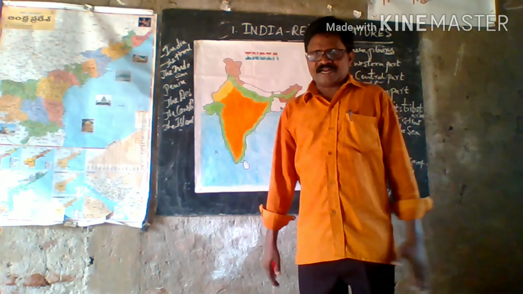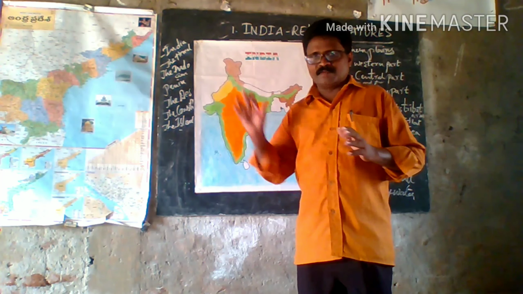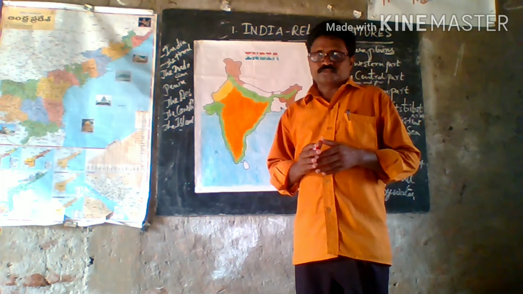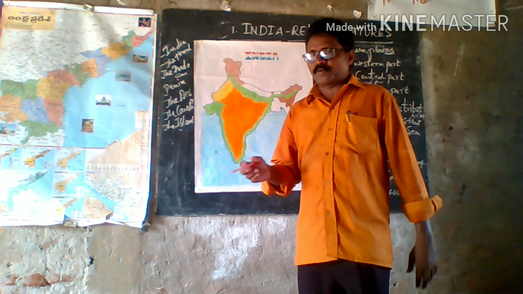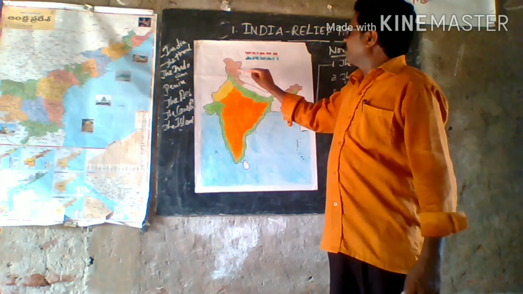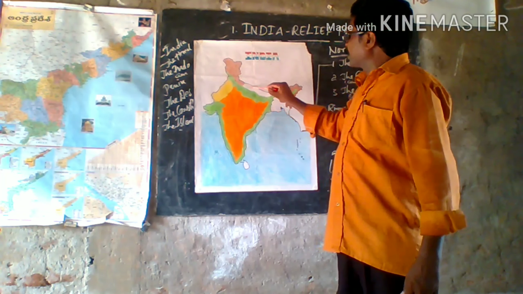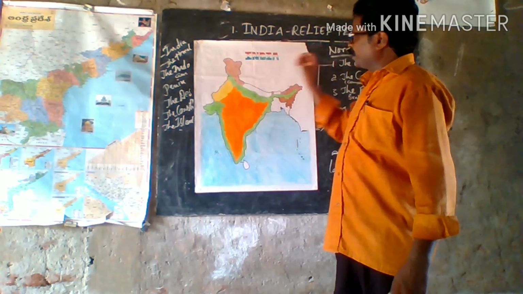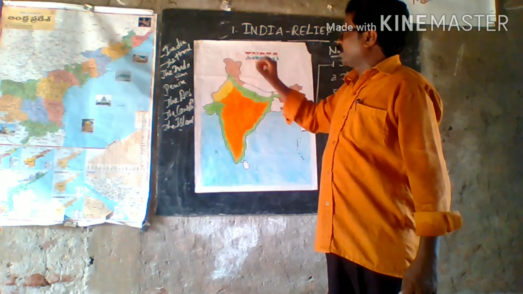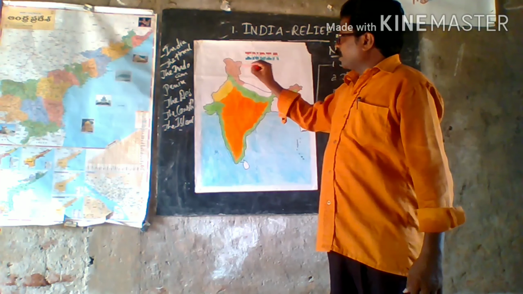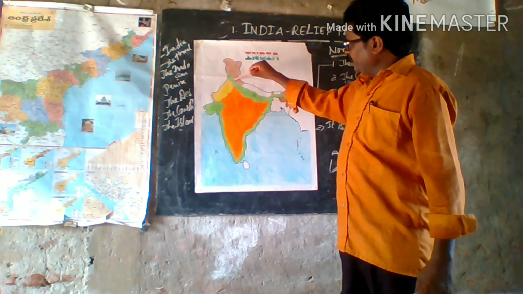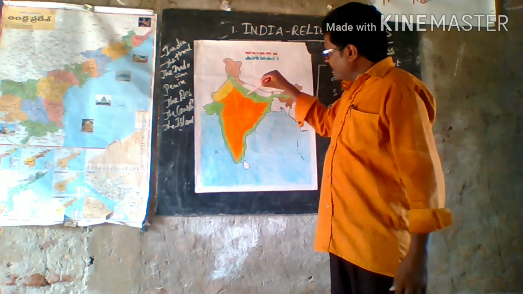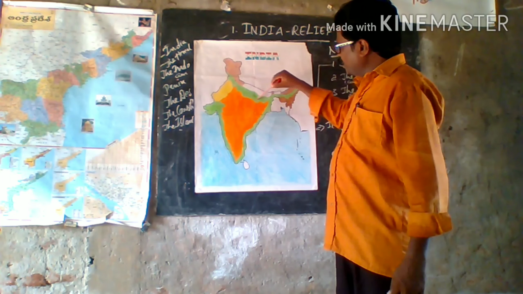First of all, already I told about the Himalayas. In which side of our country are the Himalayas situated? The Himalayas are situated on the northern side of our country, the upper part of our country. South of the Himalayas are situated the Indo-Gangetic Plains. The Indo-Gangetic Plains are also called the Northern Plains.